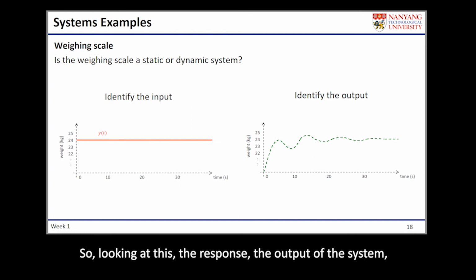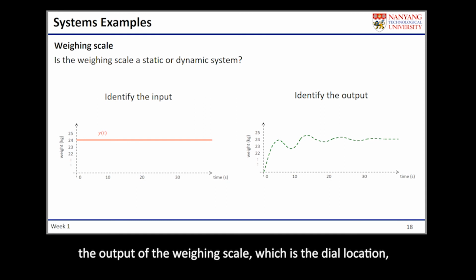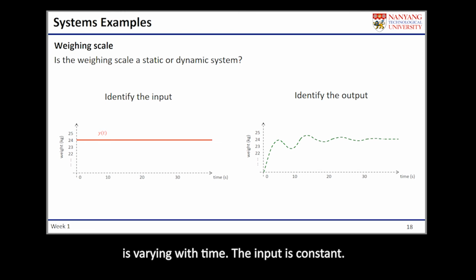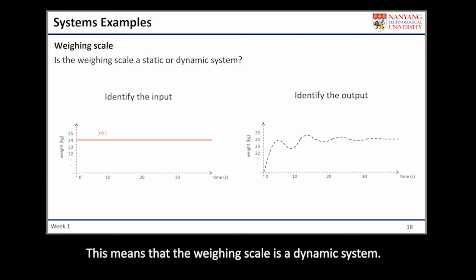So looking at this, the response, the output of the weighing scale, which is the dial location, is varying in time. The input is constant, the output is varying in time. What does it mean? This means the weighing scale is a dynamic system.